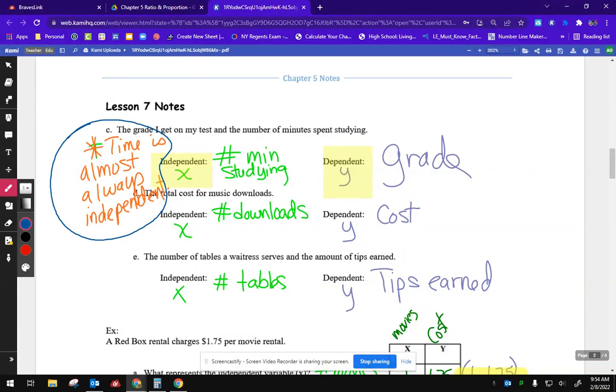So typically time is something, if you need to stop talking, because kids can't hear me because you're talking. Thank you. So time is almost always something you get to choose.